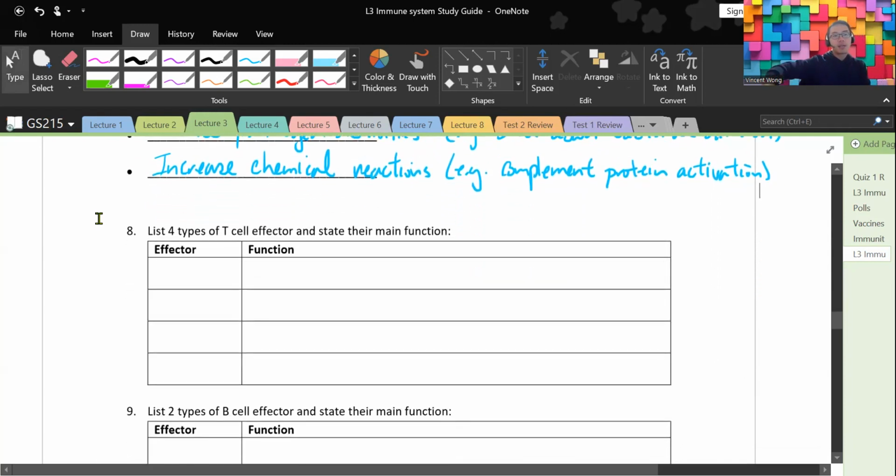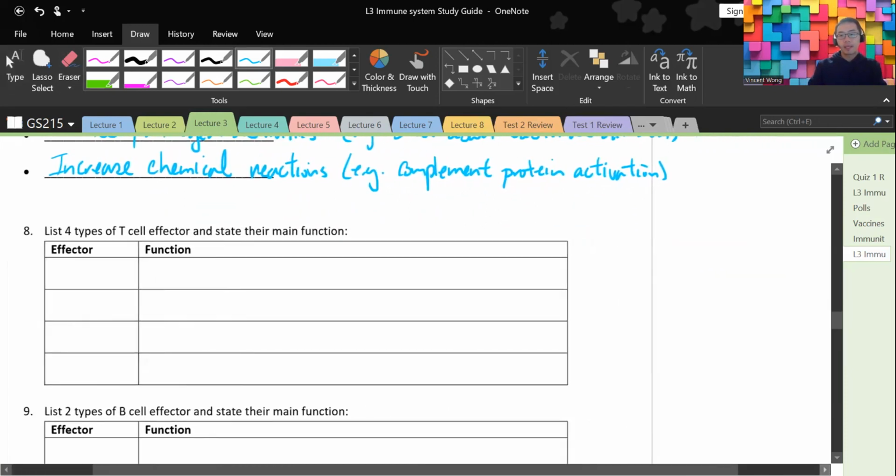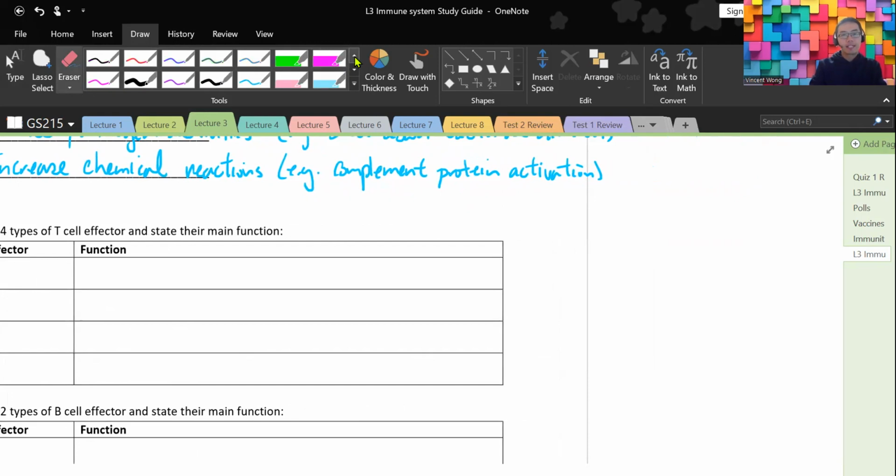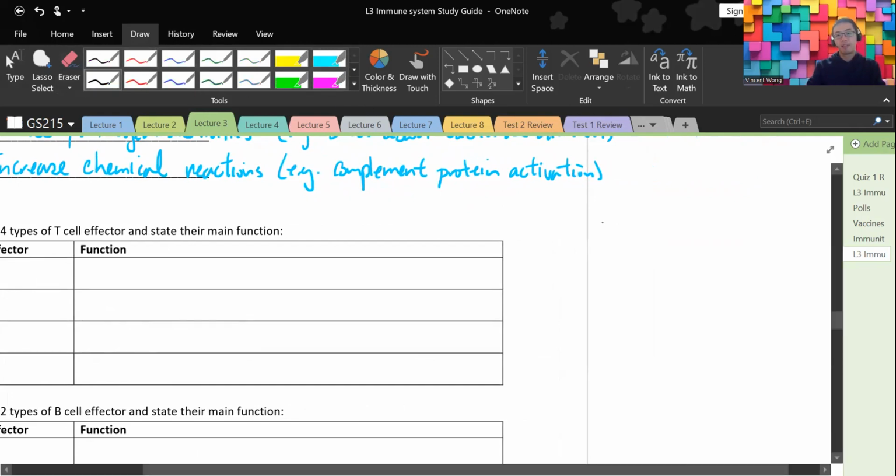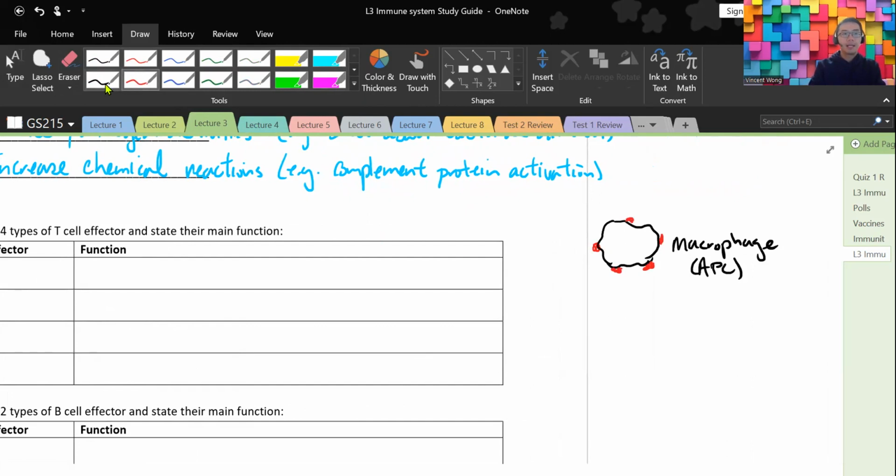Next, list 4 types of T cells effector and state their main function. So let's backtrack a little bit and revisit the concept of antigen presentation, right? So earlier I was telling you that the macrophage here, right, which is our antigen presenting cell, our APC, right? It has all these bacterial antigens on it.